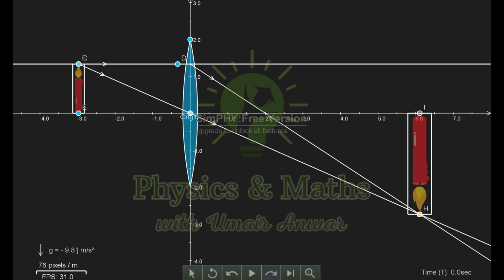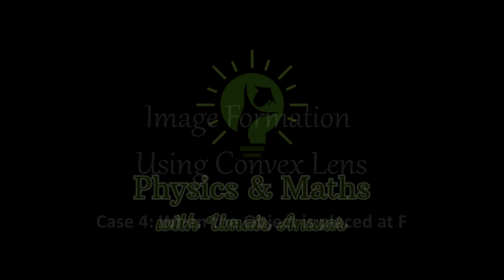The second ray coming from the top of the object is passing through the optical center or the center of the lens and it is continuing its path undeviated. The two rays are intersecting each other and a real image is being formed. This image is magnified as we can see. It is inverted and it is a real image.